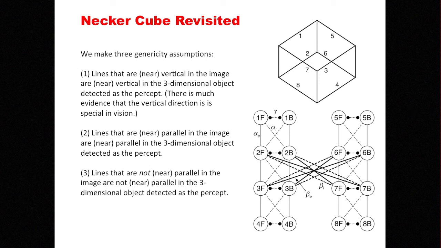And we only make 3 assumptions. Vertical lines in the image represent vertical lines in reality. Vertical is special in visual perception. It's very special. Lines that seem to be parallel in the image should be parallel or nearly so in the object. It's a reasonable assumption. It's not necessarily the case, but let's assume that. And similarly, lines that are not parallel in the image should not be parallel in the real thing. The eye is not being given something designed to fool it.